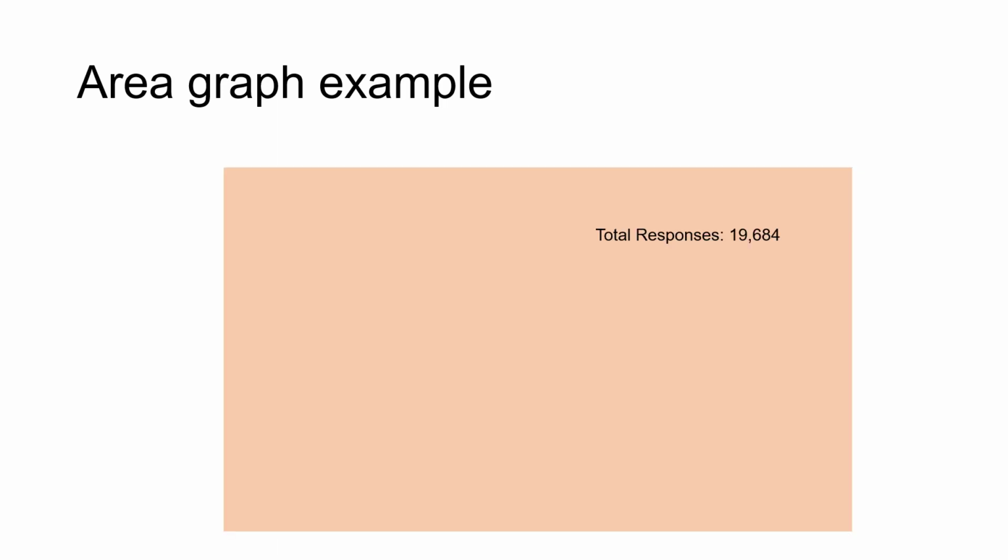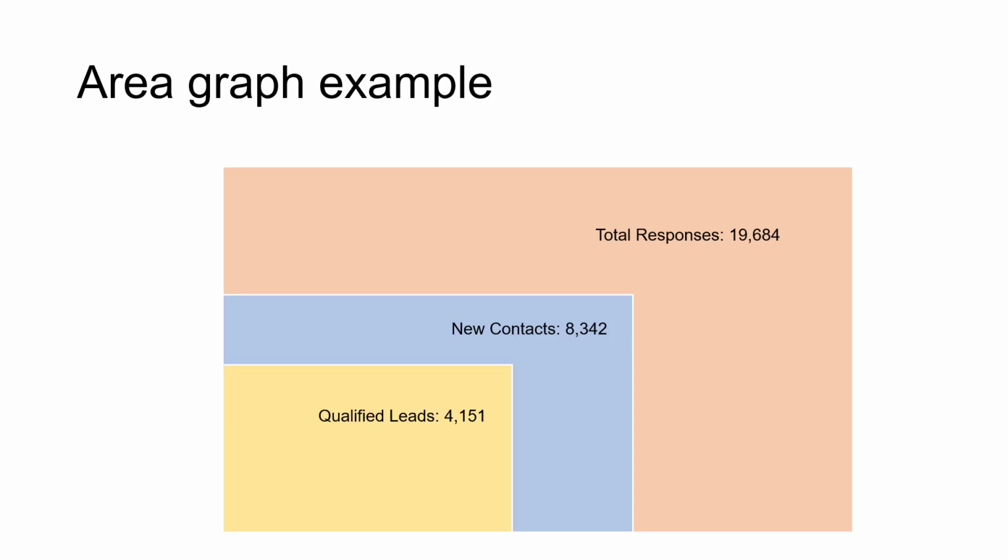To give you an idea of what an area graph can be used for, let's look at an example that I created using Charticulator. This shows the results from a marketing campaign. In that campaign, we received 19,684 total responses. Of those, 8,342 were new contacts, people we had never contacted before. So we did some research and identified 4,151 qualified leads to follow up with. And from those, we got 444 qualified opportunities to actually present a proposal to someone. The area of each of these rectangles is an exact, accurate representation of the value.